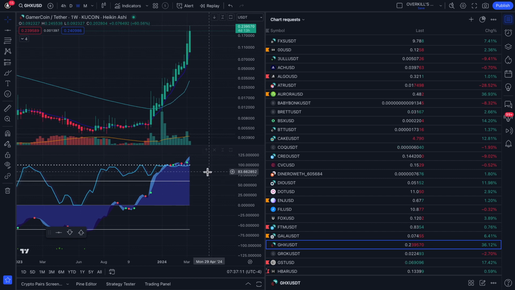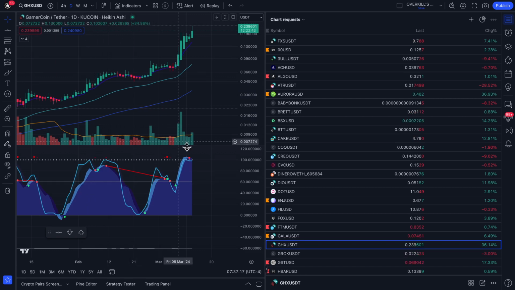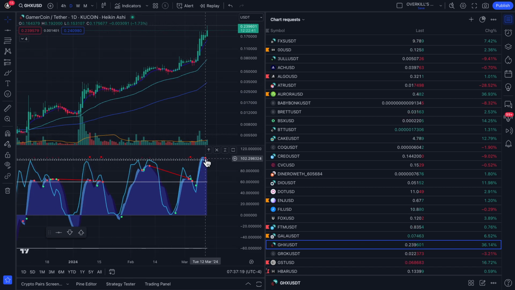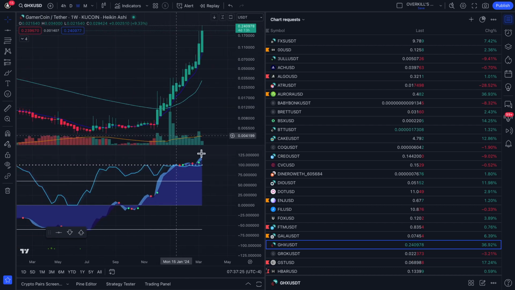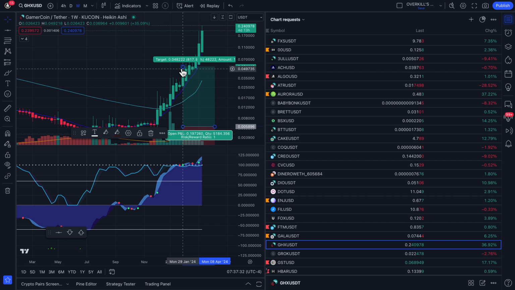I'm taking profits. GHX, this thing's going parabolic. I don't know what this thing's doing, but that thing's going parabolic. Again, I'm taking profits. I'm getting out. Red dot up here. As a trader, I'm getting out. This one's called Gamer Coin. But I'm taking profits. That was a massive trade. I mean, this was insane.